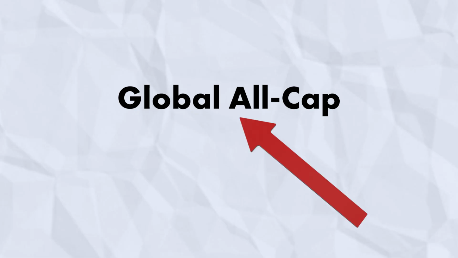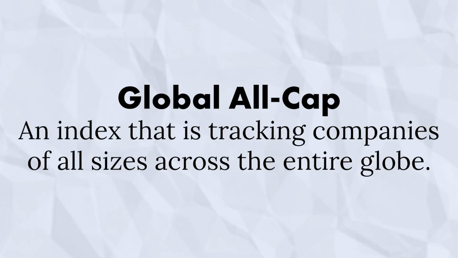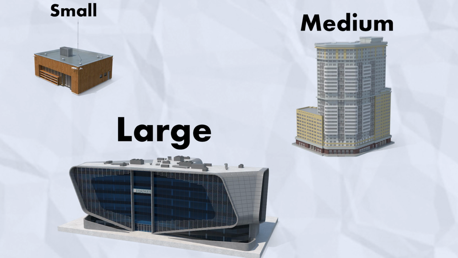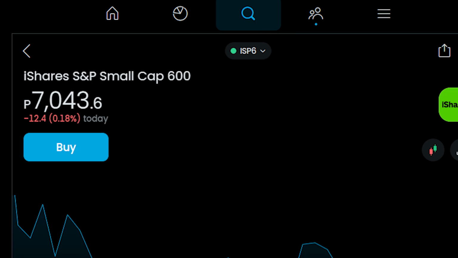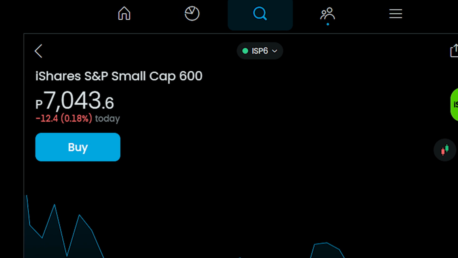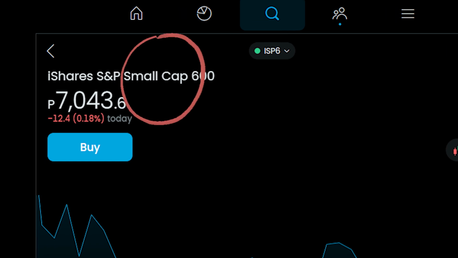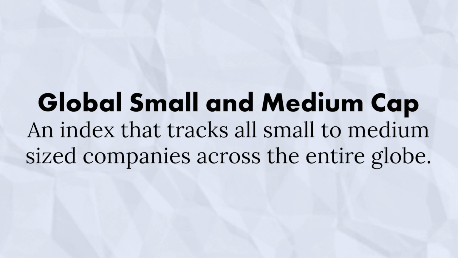If you see terms like global all cap, this is referring to the geographical location and size of the businesses being invested in. Global means that it's tracking companies across the globe, and all cap would mean that businesses of all sizes are on the list. There are small, medium, and large cap businesses that can be specifically tracked by certain indexes, so if this is the case, the fund will list it as small, medium, or large cap. For example, a global small and medium cap index would be a list of small to medium sized businesses across the globe.